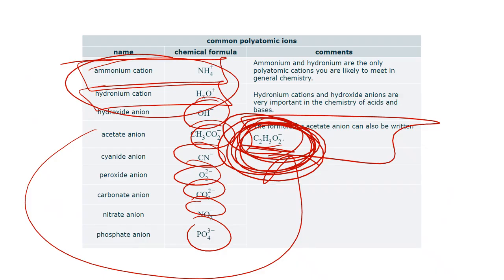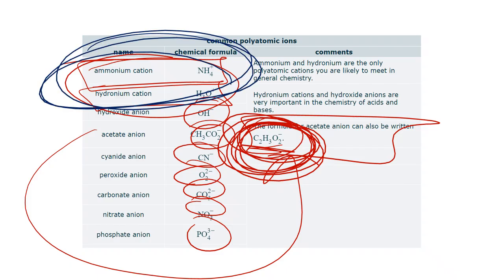So these are the polyatomic ions. That's the sheet, but you'll be given these, and you'll see how we're going to practice them. There are 2 cation polyatomic ions, and the rest are anion polyatomic ions.